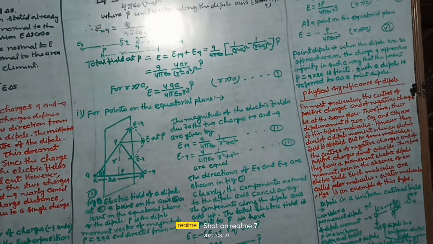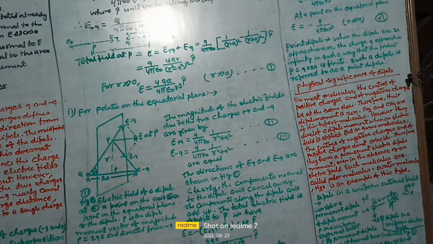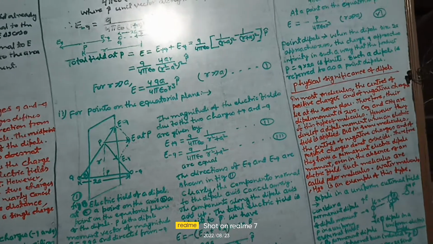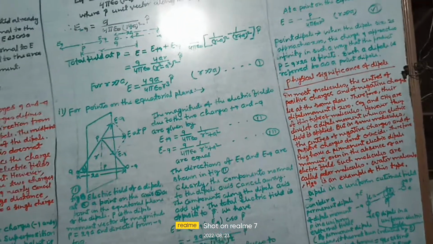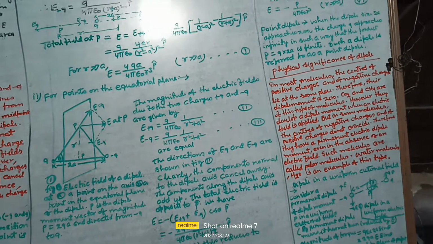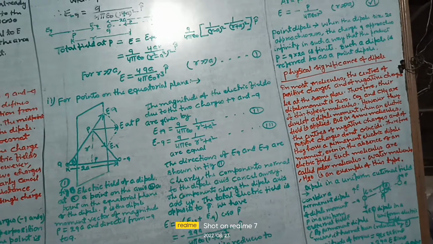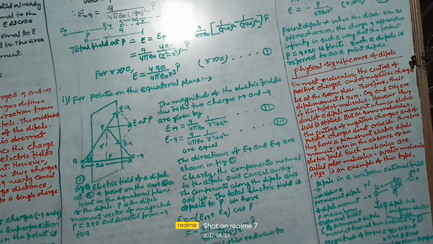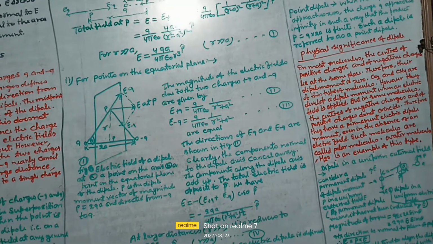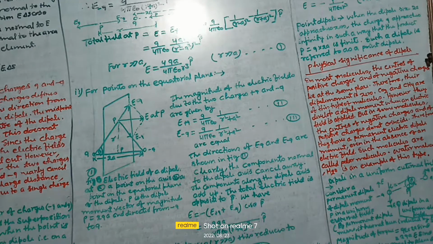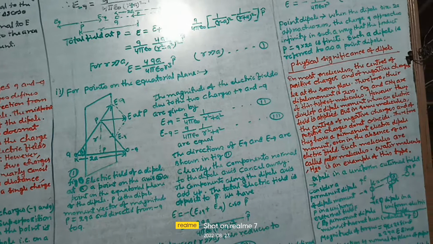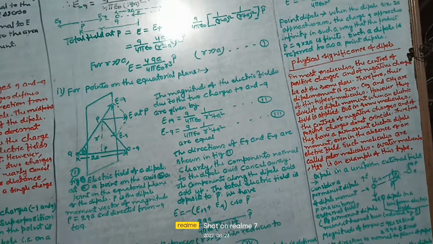Clearly, the components normal to the dipole axis cancel away. The components along the dipole axis add up. The total electric field is opposite to p. Normal unit vector p. We have E equals E plus q plus E minus q cos theta, equals minus 2qa by 4 pi epsilon naught (r square plus a square) to the power 3 by 2. At large distance, r greater than a, this reduces to E equals minus 2qa by 4 pi epsilon naught r cube.